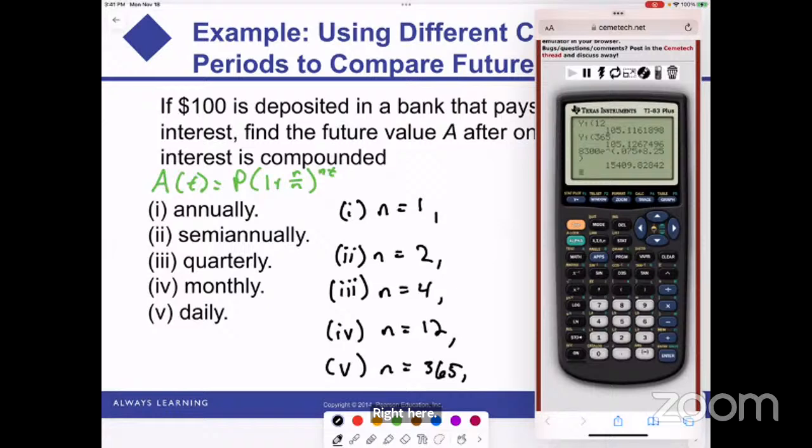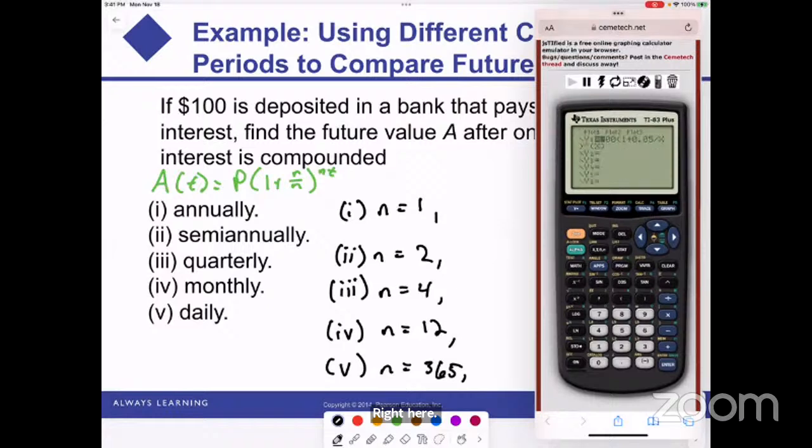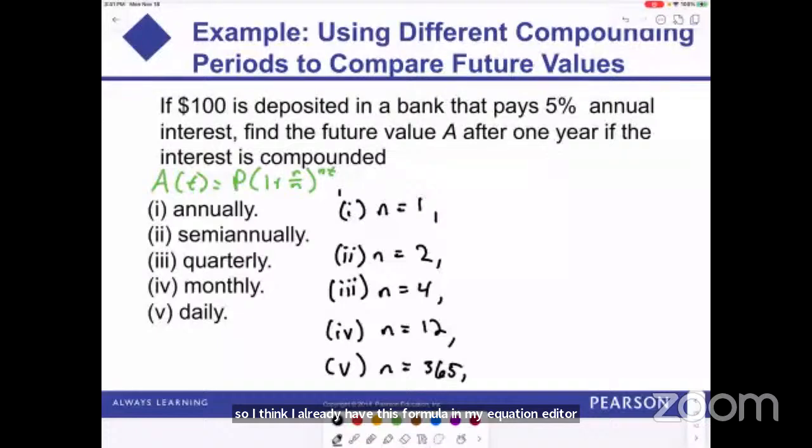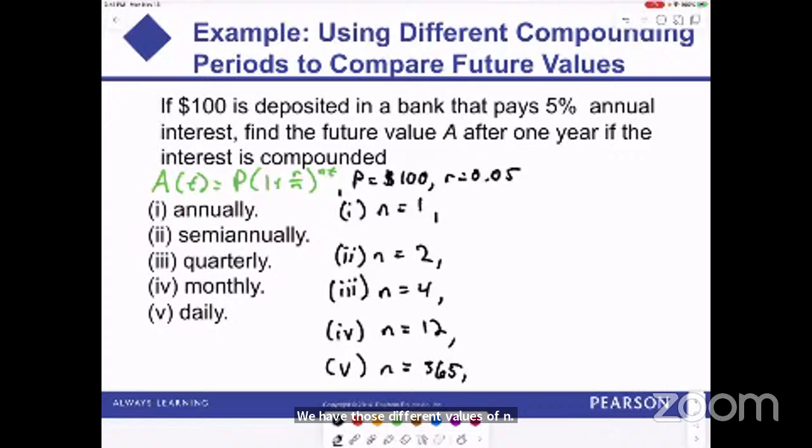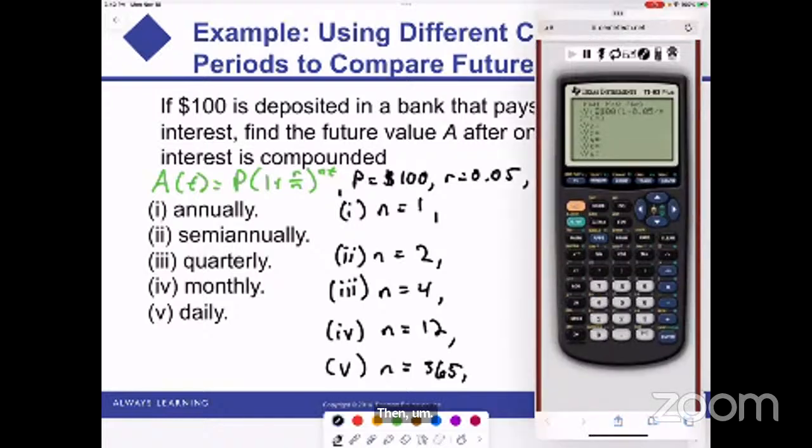Okay. So I think I already have this formula in my equation editor. The principal is $100. The rate is 5%, as a decimal, 0.05. We have those different values of n, and the time is 1 year. Okay. So on my calculator, I basically put everything in, but the only thing that was changing was n. So I replaced n with x and basically made it a function. Then we can call on that function. So when n is 1, after 1 year with those conditions, the account is going to have $105 in it.